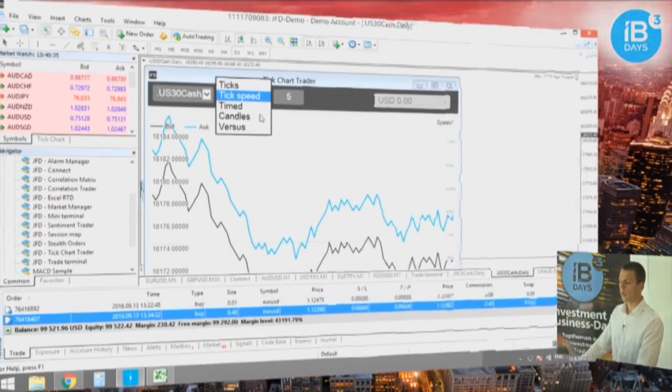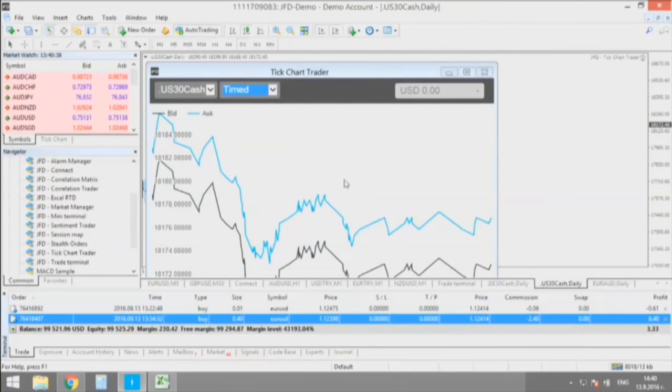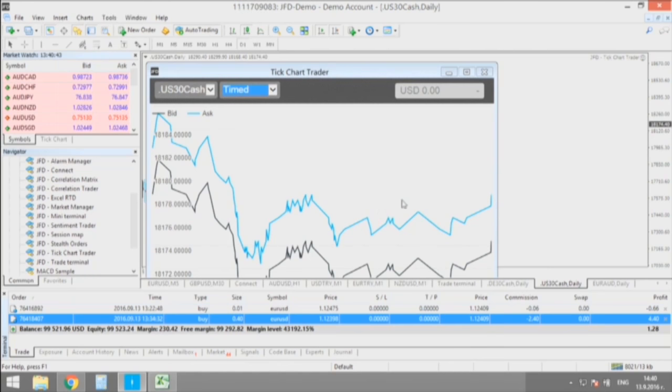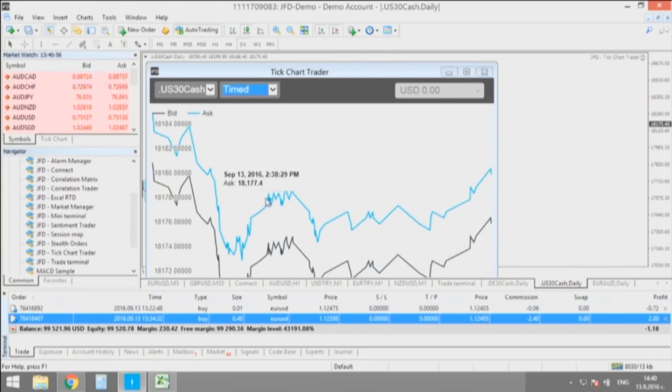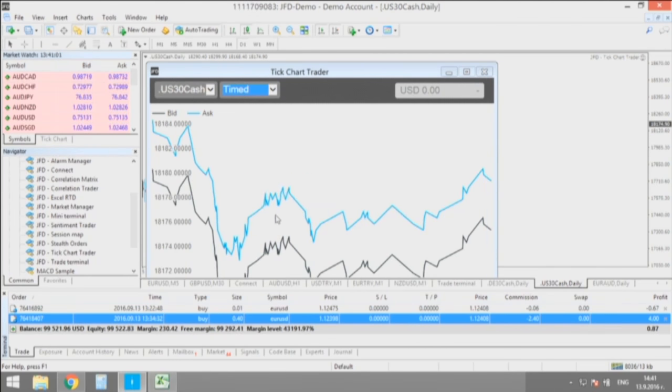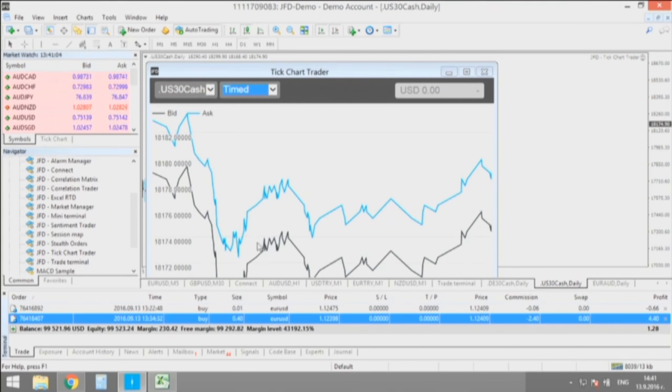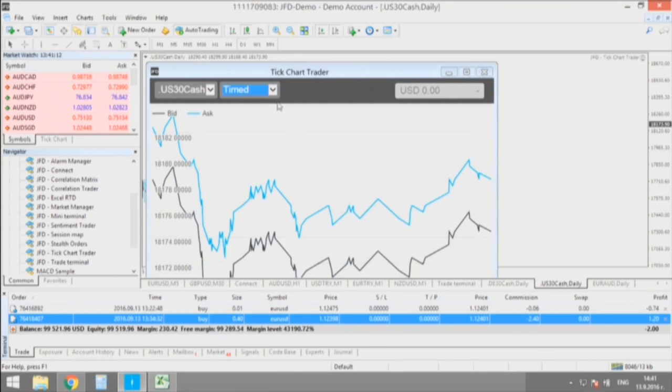Here you can also have the timed tick chart, which is going to show you ticks in the same time intervals, and in this way you will have another perspective of the speed of the ticks. Now here, for example, we see that for just a small amount of time we had many price changes, which means that probably big market players are doing some moves in that moment.